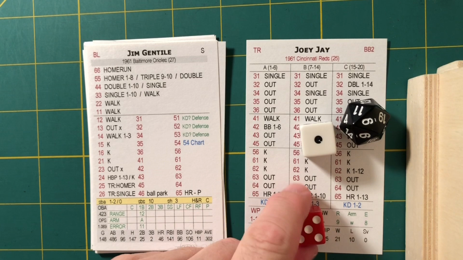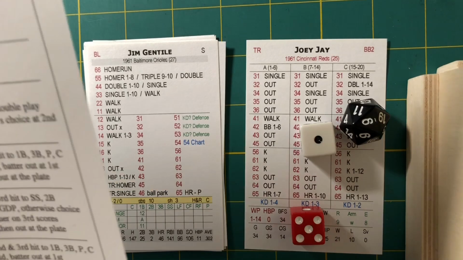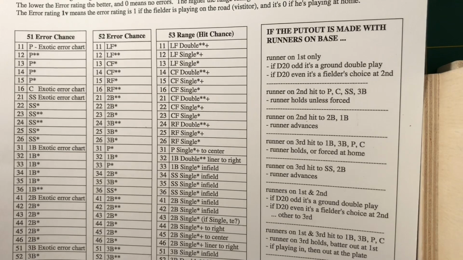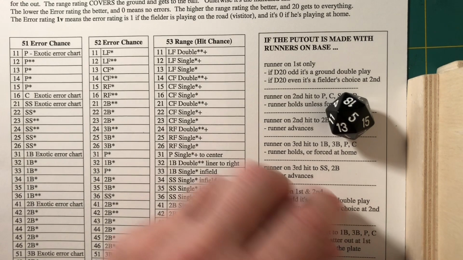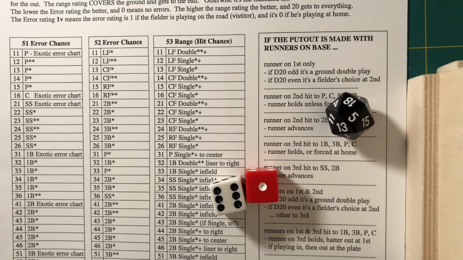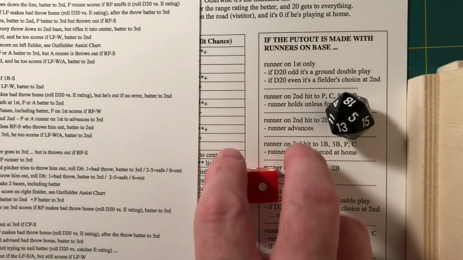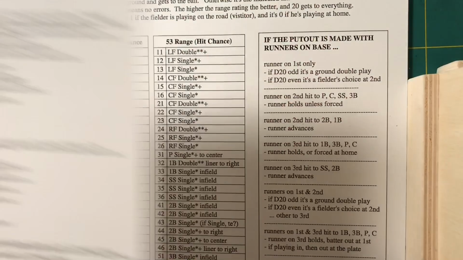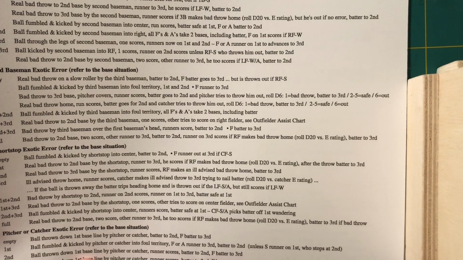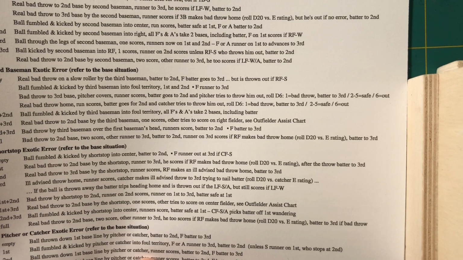Ooh, and we've got to do another defense check. This is an error check. Exotic error chart. And so here we go with that. It's the catcher exotic error. We have a runner at second base. Ball thrown down the first baseline by the catcher. So it's a dribbler.